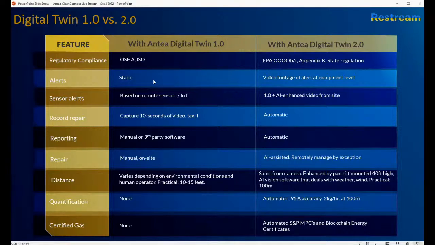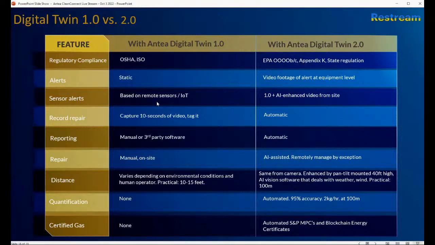It's not just video that you look at and try to figure out what it is, but the right kind that's all annotated. It's showing you, for example, if it was a leak detection, here's where the leak is, here's the equipment that's leaking, here's the quantification. That gives you additional information to remotely diagnose it, assess it, and figure out how to fix that.